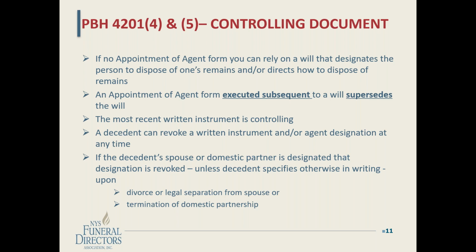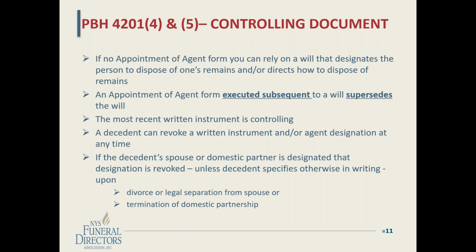Also, if the spouse or domestic partner is designated as the person who's going to control, that becomes revoked upon divorce or legal separation from the spouse or termination of the domestic partnership. Legal separation is different from being separated. We're separated, we have lived apart for 10 years, blah, blah, blah. But you're still legally married, or you haven't gotten a legal separation, then you're a spouse unless one of those two things are in place. So keep that in mind as well.